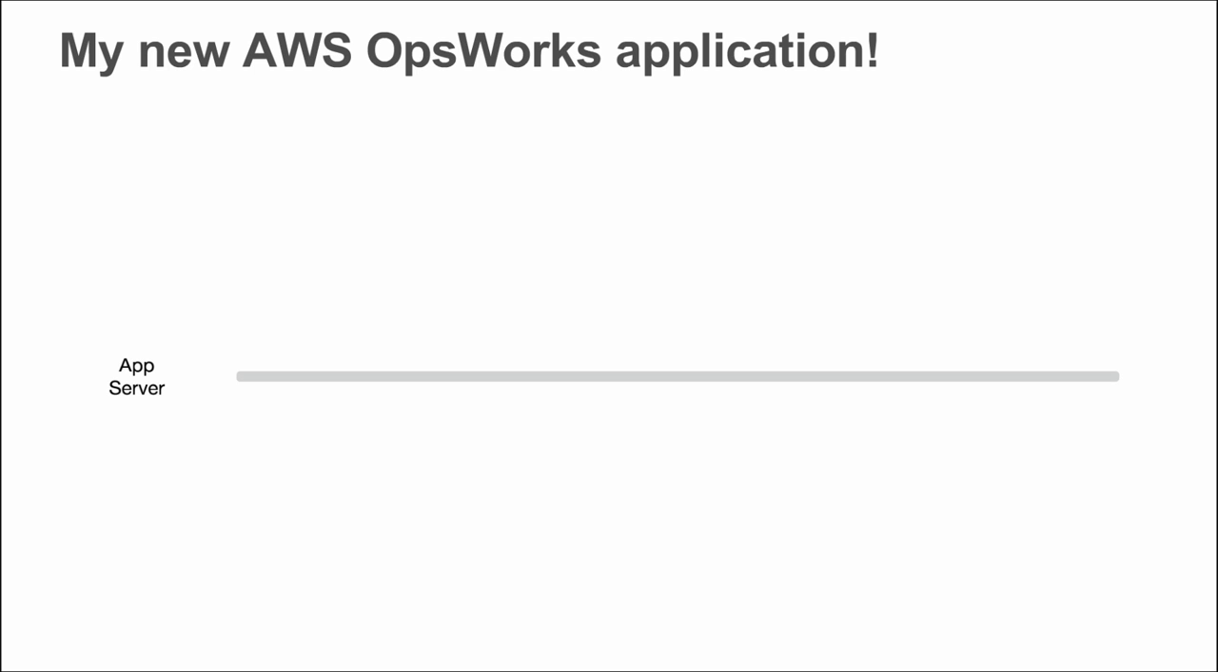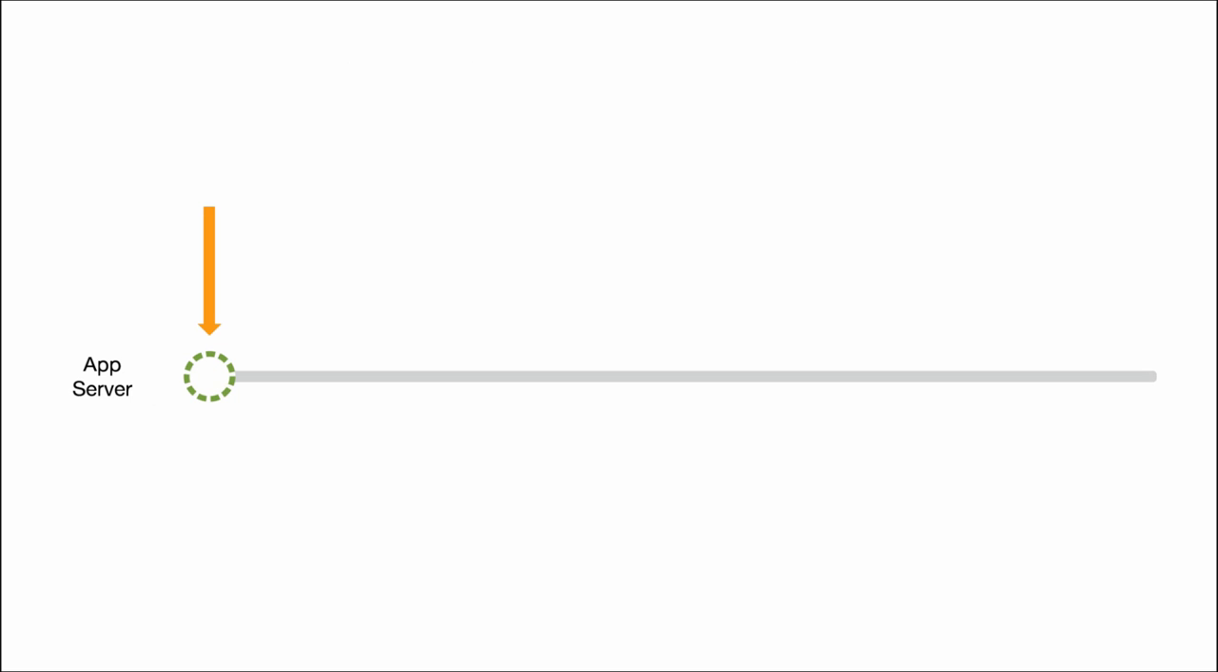Let's look at a new OpsWorks application that I'm building to demonstrate the use of the lifecycle idea. So at some point in time, I have an app server that I define on a specific layer in OpsWorks. I provision a new instance. Once I provision a new instance, OpsWorks will do this, of course, for you. It will provision a new EC2 instance for you.